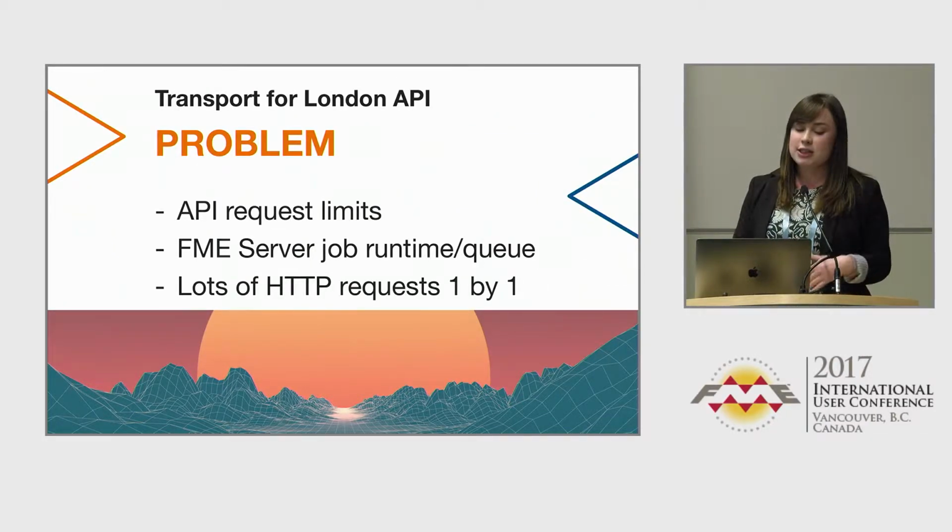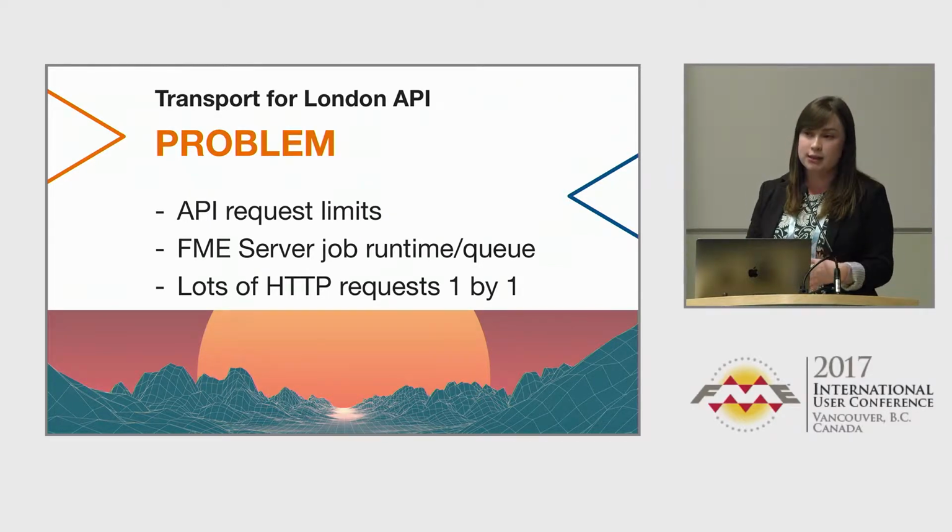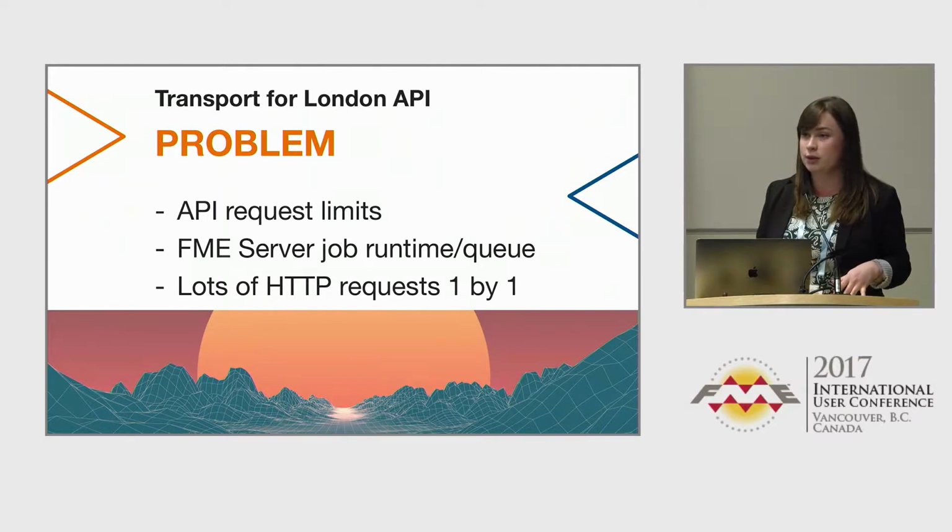I was using the HTTP caller a while ago. So Transport for London have a really great set of data all available through APIs. So you can get information on the underground tube trains, on the stations, on the buses that are all going around, and on the bikes.